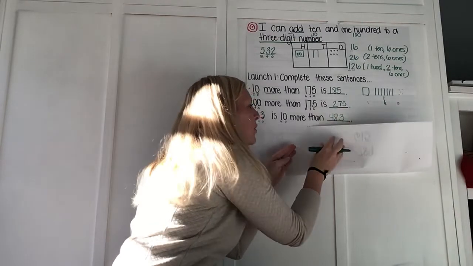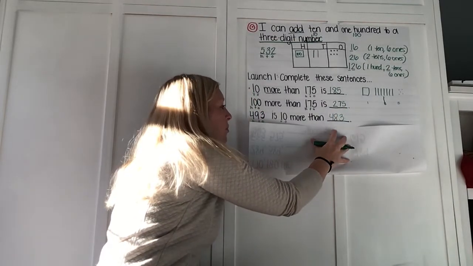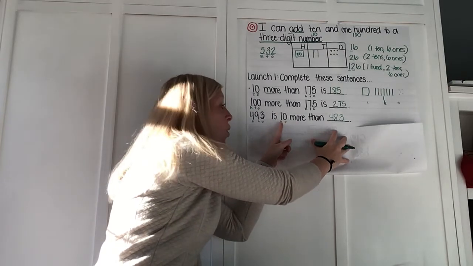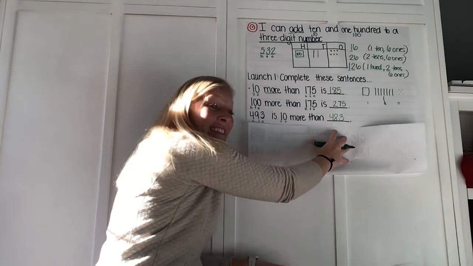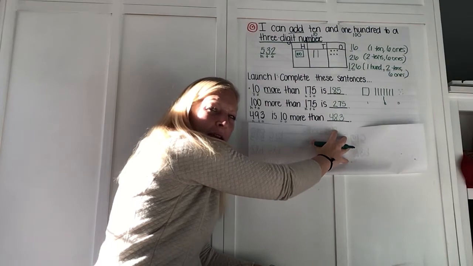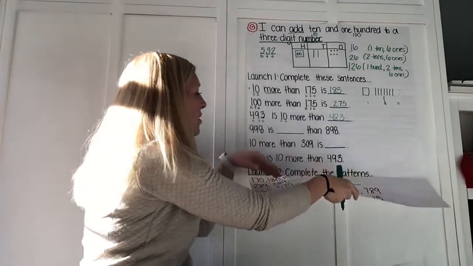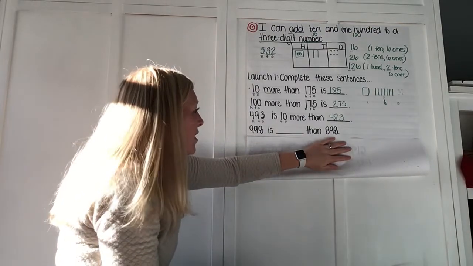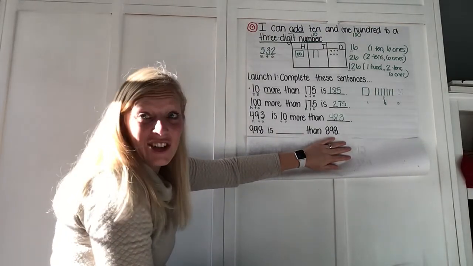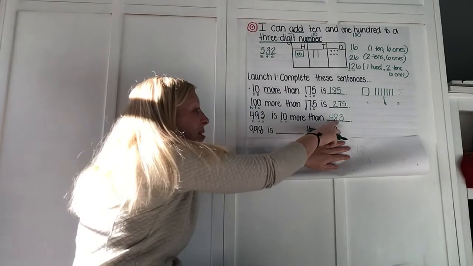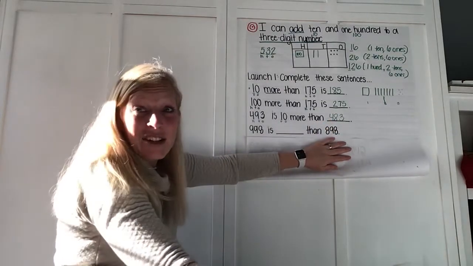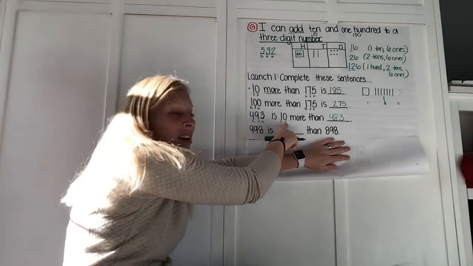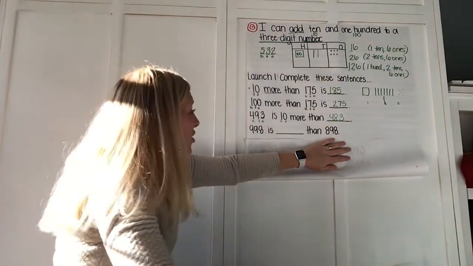What did you write? Why 8? Because 9 is one more 10. 9 tens is one more 10 than 8 tens. Does everybody understand that? Let's take a peek at our next one. Oh my goodness, this is good to have this extra practice. Again, what place changed? My tens place. Why didn't my hundreds and my ones place change? There were 0 ones and no hundreds.